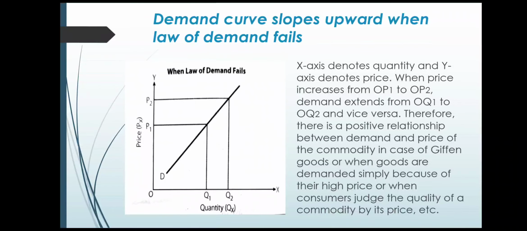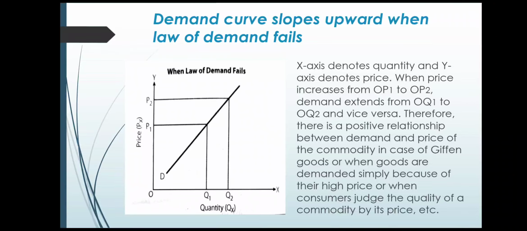Now this is the last topic. Demand curve slopes upward when law of demand fails. So over here there is this graph which shows that the demand curve is moving upwards from left to right, on the contrary to what we saw earlier. Earlier we saw just the opposite. The demand curve was sloping downwards from left to right, but over here there is an upward slope.